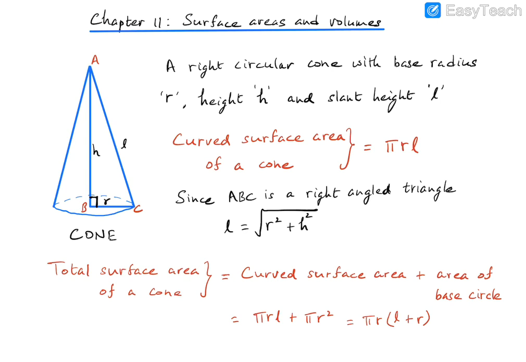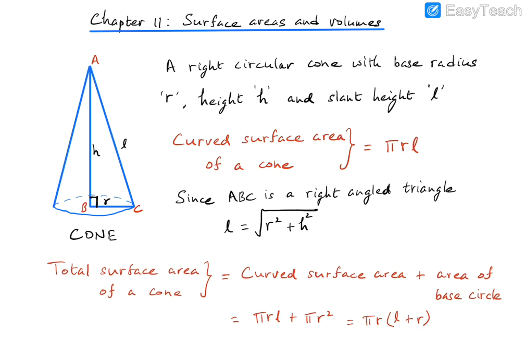Now sometimes we may be given the values of h and r, and we'll have to compute L before we compute the curved surface area. And since we know that the radius r and the height h are at right angles to each other, therefore this ABC forms a right angle triangle, and we can apply Pythagoras theorem to calculate the slant height L. So we get the slant height L as square root of r square plus h square.